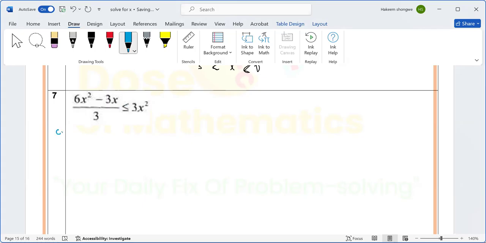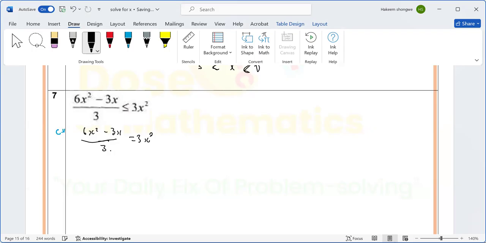So first, let's say we're looking for critical values, né? And then change this thing and say we have 6x squared minus 3x all over 3, which is going to be equal to 3x squared. Because I don't want us to work with the inequality. Yes, so we treat it like an equal sign. Okay, 3x squared. So you said the LCD is 3.